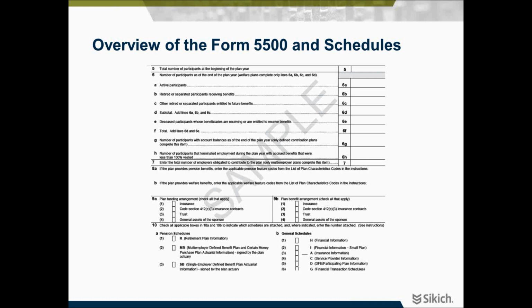On line 6, participants are counted as of the last day of the plan year. Okay, and then if you go further down to codes 8a and 8b, you want to identify the plan features or the plan characteristics of the plan sponsor. These codes actually reflect the design of the plan, and each Form 5500 is required to complete the section.